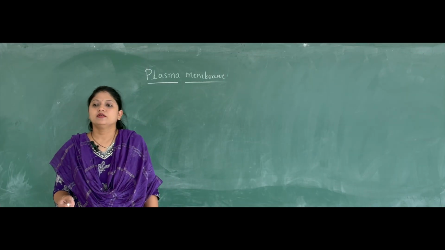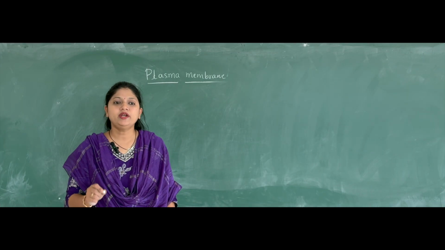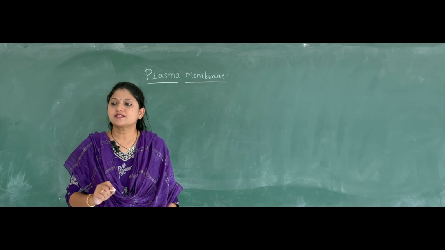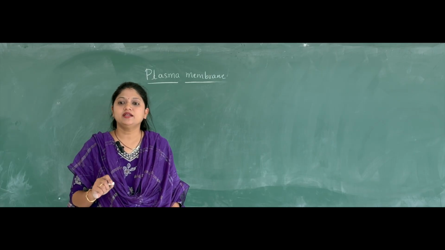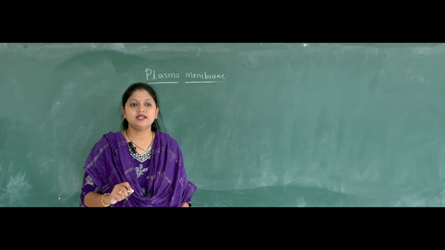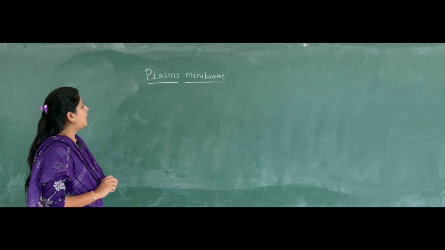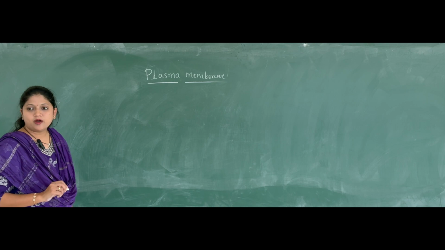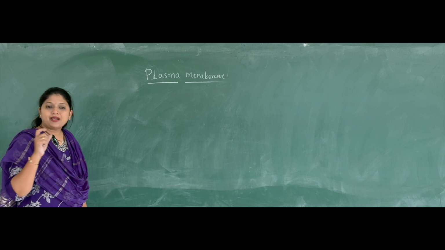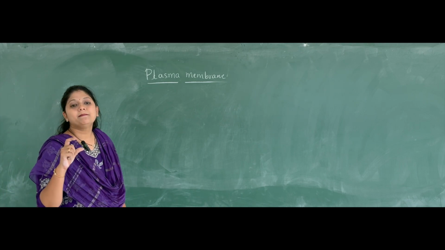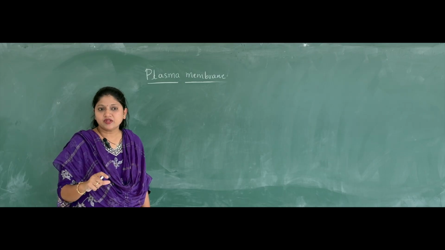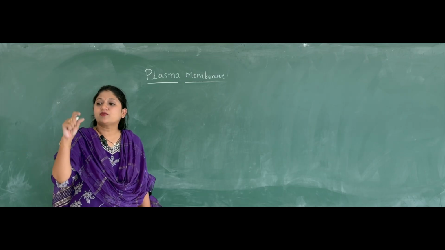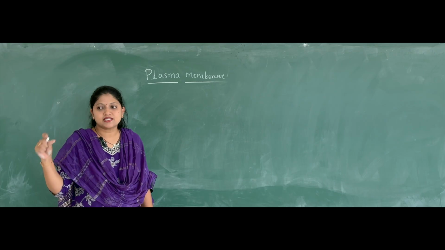So we are starting with the fluid mosaic model, which is given by Singer and Nicholson in the year 1972. So according to the fluid mosaic model, the plasma membrane is a bilipid layer, okay, which has certain proteins and carbohydrates inserted in them.